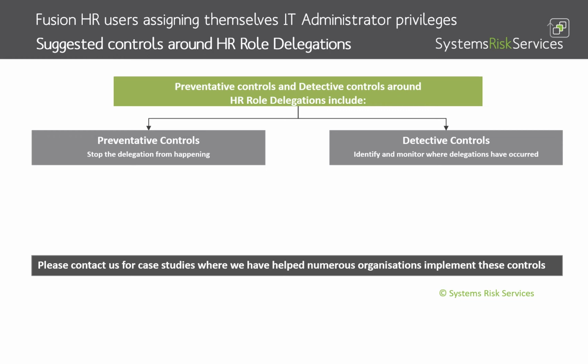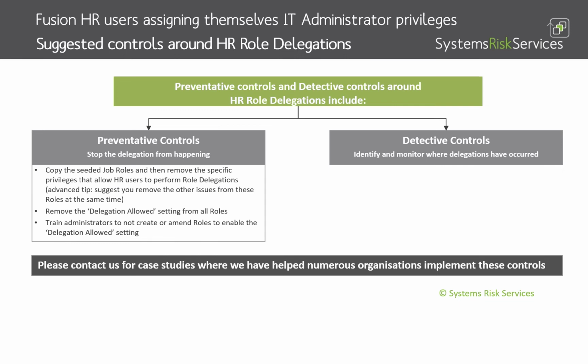So we've got a couple of different breakout things here. The first one is around preventative controls. So things that you can do here. Well, first of all, you can stop. You can copy the seeded job role. So the nature of HCM is that you create a job role and then you create a HCM data role based on applying security profiles to it.